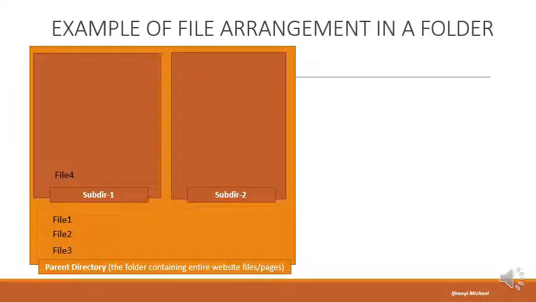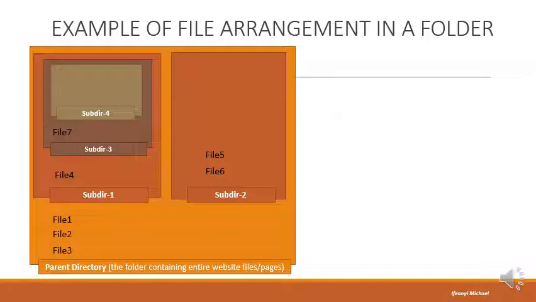We also have file 4, which is residing inside subdirectory 1. The subdirectory 2 also has file 5 and file 6, making it 2 files residing inside subdirectory 2. Now, let's get back to subdirectory 1. We're having file 4 and another subdirectory, which we call subdirectory 3. This subdirectory 3 has one file called file 7. And still inside subdirectory 3, there is another folder created inside it, which we call subdirectory 4, and which has only one file named file 8.